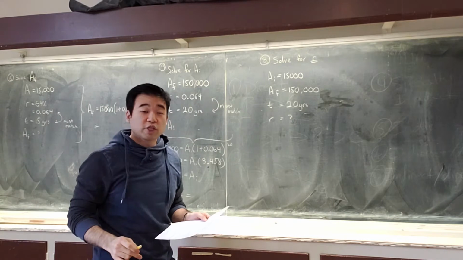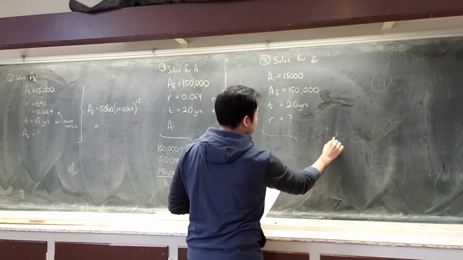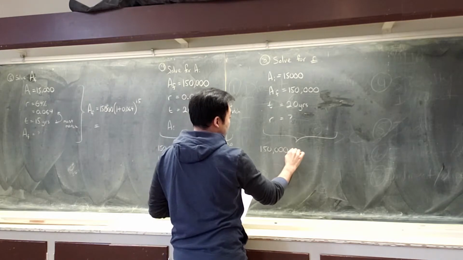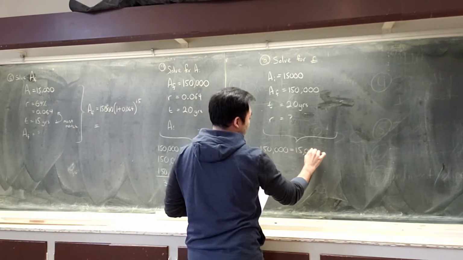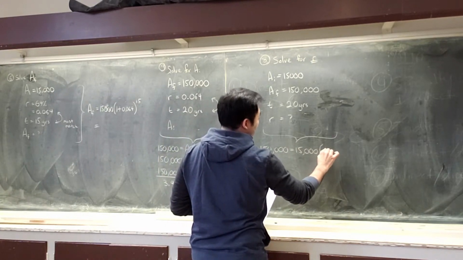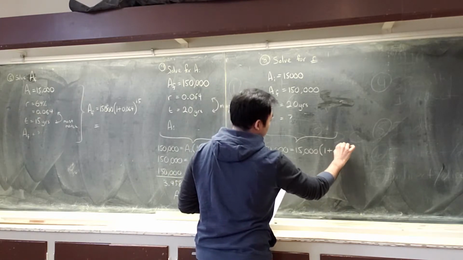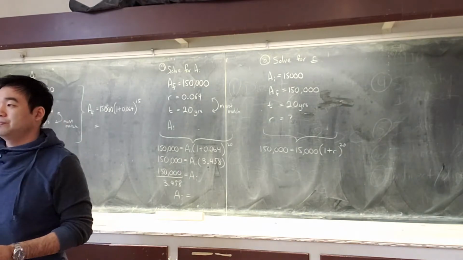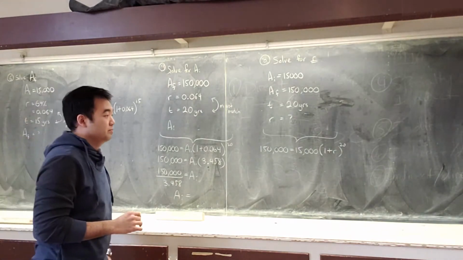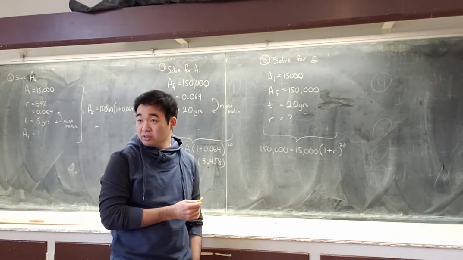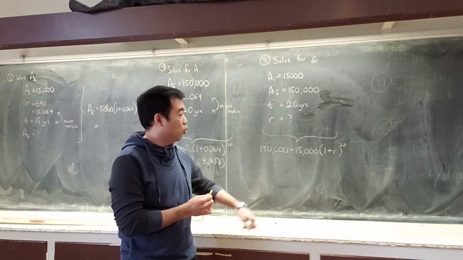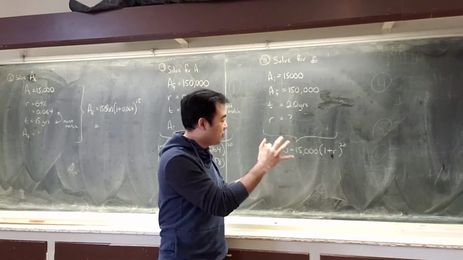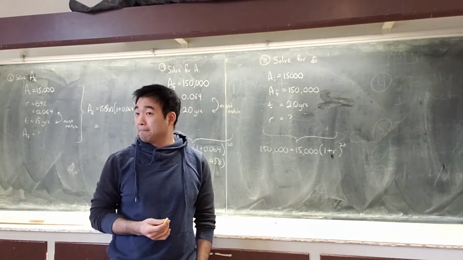What's R? So let's put that together. 150,000 is from 15,000 multiplying with some interest rate 20 times. Suggestions? Let's make our lives easier. The whole point is to get into that bracket, to get rid of the exponent, to get rid of everything around it so we can get R all alone.